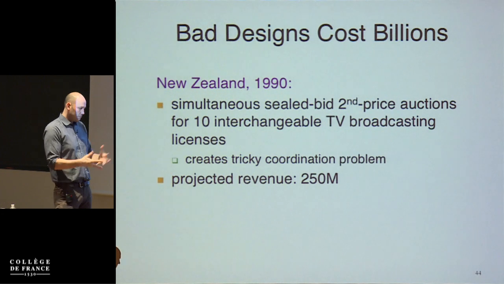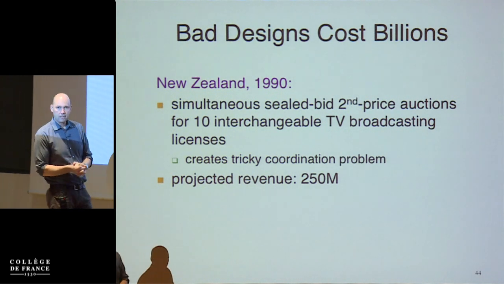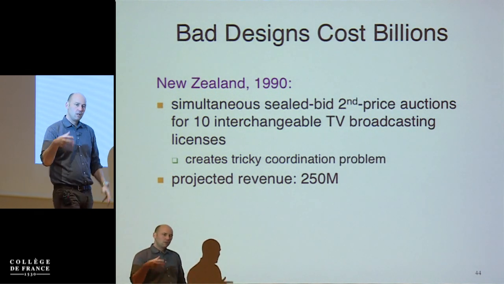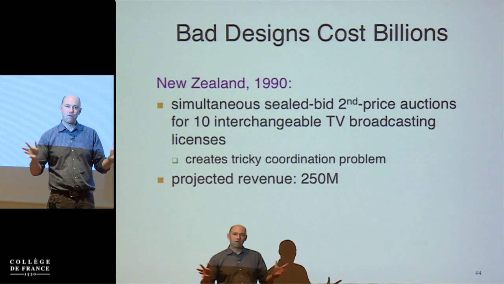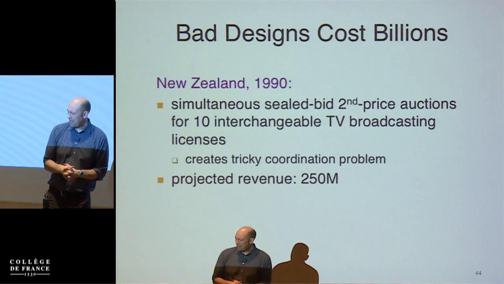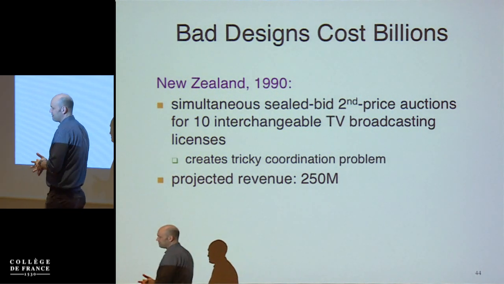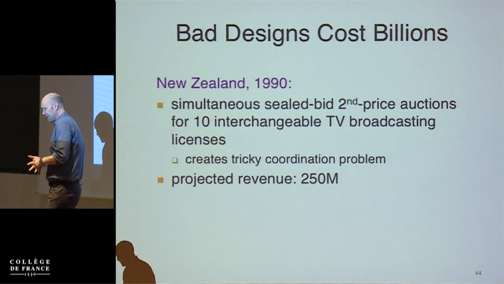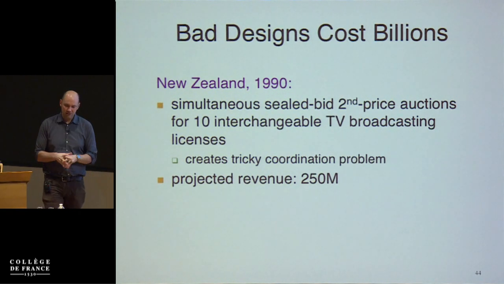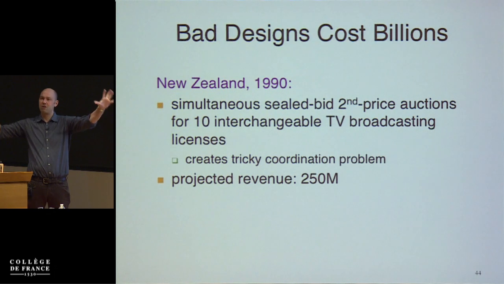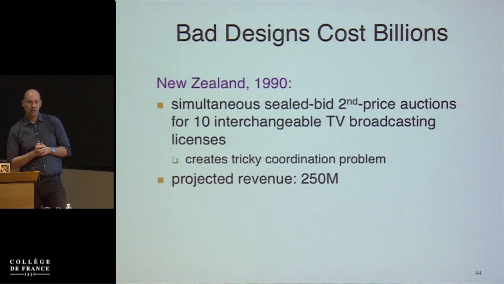And they wanted to sell these licenses to the highest bidder. Okay, so it's an auction with 10 items. A given item gives the right for someone to broadcast on, say, Channel 8 throughout all of New Zealand. And for reasons that are sort of lost to the sands of time, they chose an auction format. They chose to sell these 10 licenses using 10 second price auctions, all running in parallel.